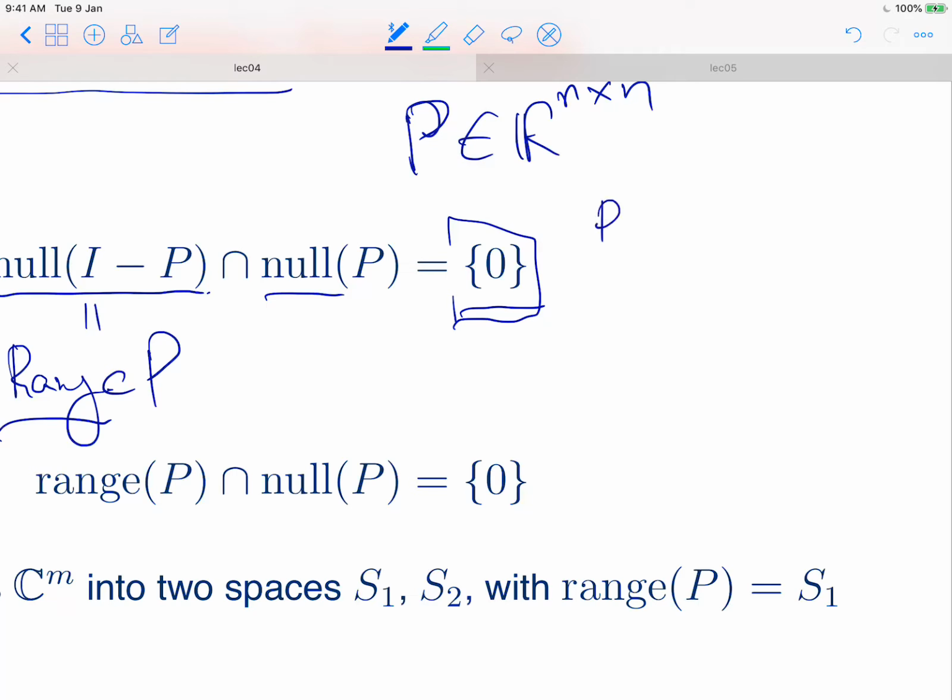So that means, for any v, in order for it to belong to the null space of P, it should satisfy this equation, because that is the definition of the null space, right? And now, in this case, how can we represent the column space?